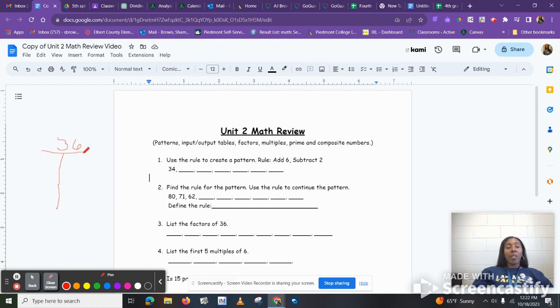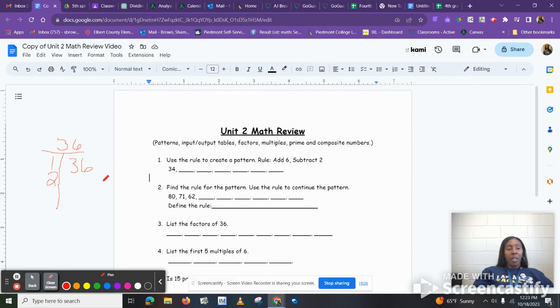So to find the factors for 36, I always start with 1. So 1 times something gives me 36, of course. 1 times 36. Then I go to 2, and I check to see if 36 is divisible by 2. Well, I know that 2 is an even number, and I know that 36 is an even number. So all even numbers will be a multiple of 2. So I know 2 times something will give me 36. So I'll go ahead and put my 2 there.